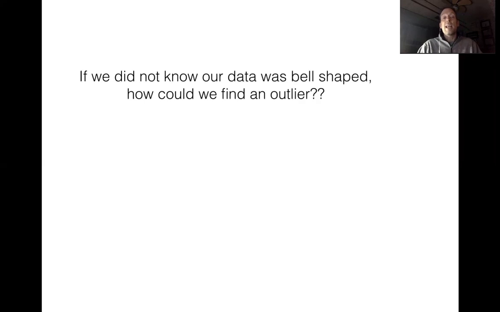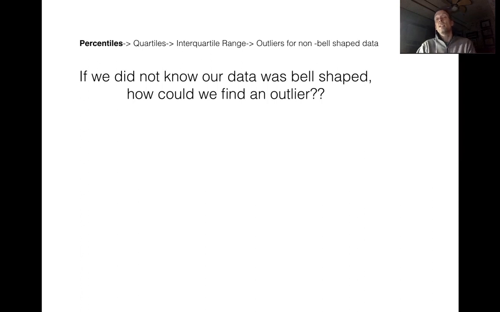If we need to find outliers in data when we don't know anything about it, like we don't know if it's bell-shaped, we have to go through percentiles. And from percentiles, we have to get into something called quartiles. From quartiles, we're going to get into something called the interquartile range. And then that's going to lead us to how to find outliers when we have data that is not bell-shaped. So how does this stuff all work? Let's start to talk about percentiles first.